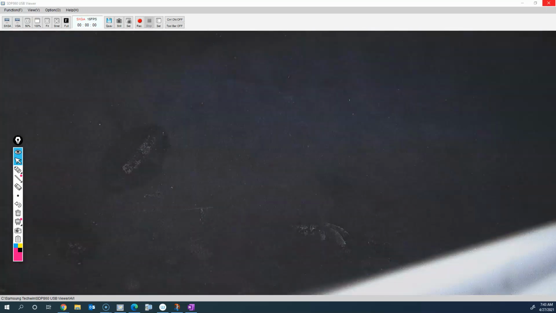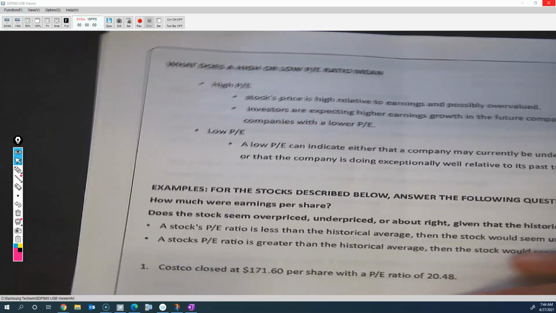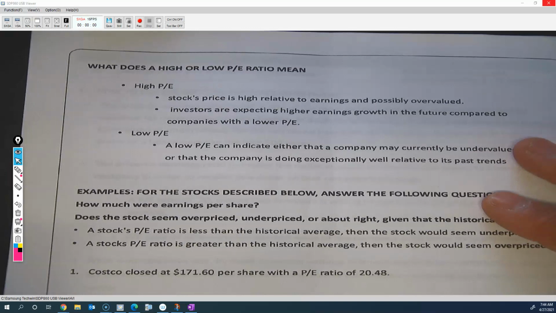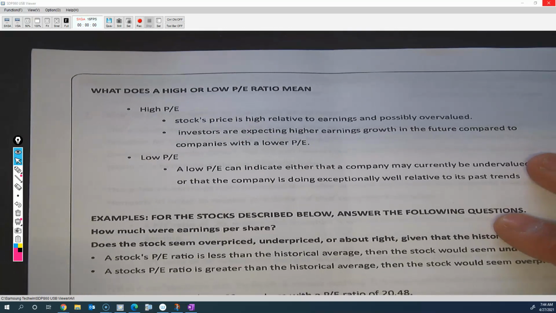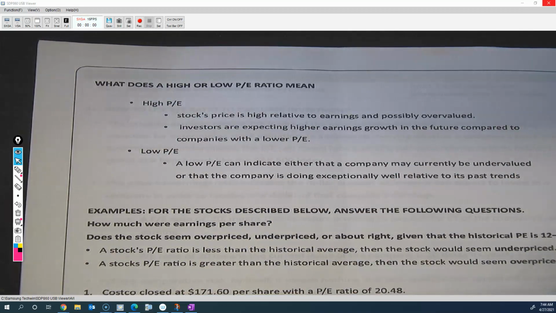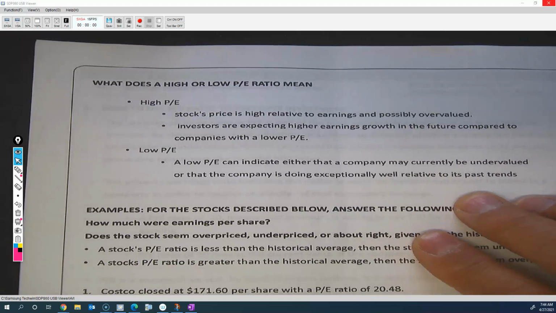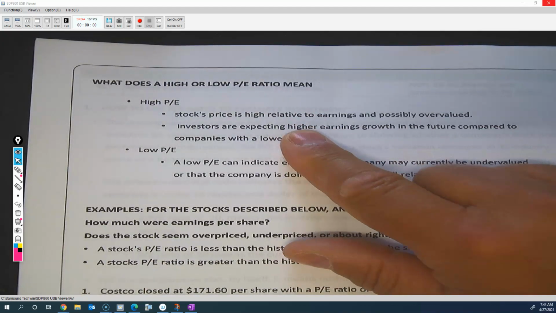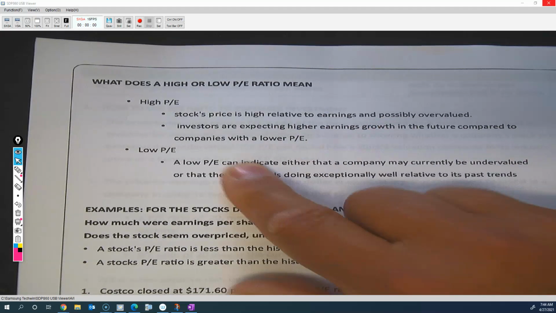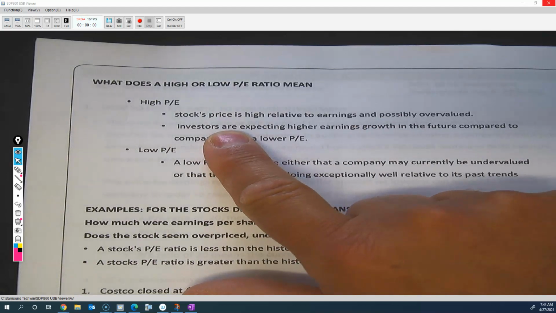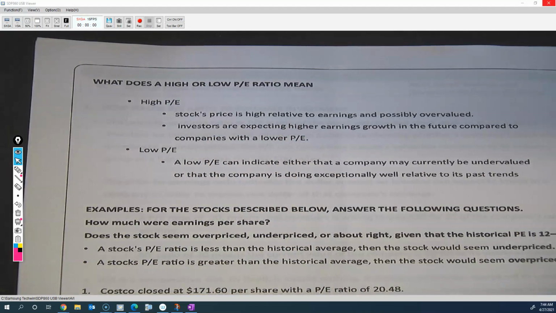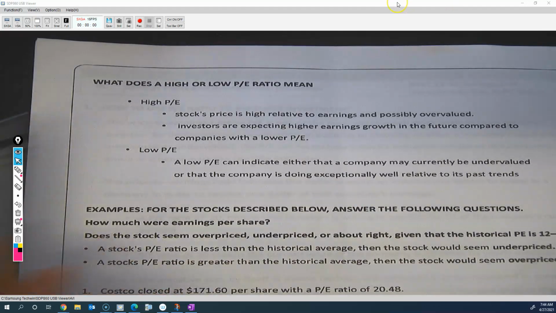Now, the other way that a PE ratio is used, before we actually figure it out, is a high PE ratio. What does that mean? Well, when we looked at that one chart, typically when a PE ratio was high, your return was lower. It also could be an indicator that the stock is overpriced. Now, on the good side, it could mean that investors are expecting this stock to really grow or to continue to grow in the future.